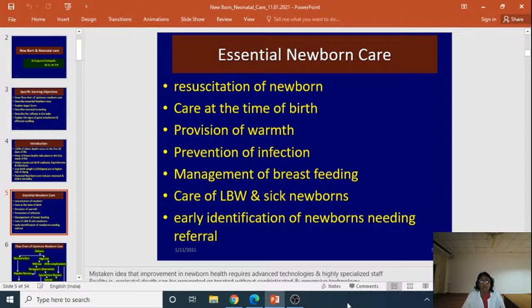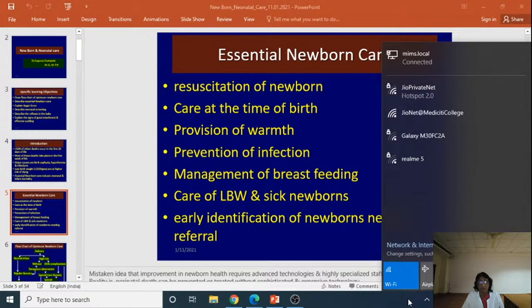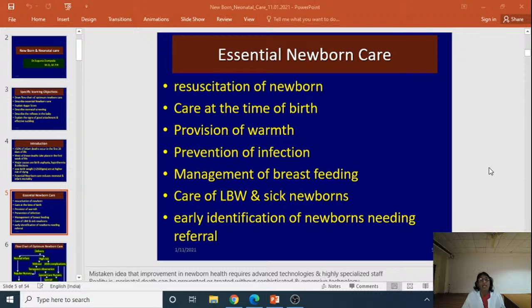So coming to essential newborn care. The steps of essential newborn care are, as soon as the baby is born, you want to resuscitate the baby. You want to clean the baby, take out secretions in the mouth, and then do all the steps. That is called resuscitation of the newborn.